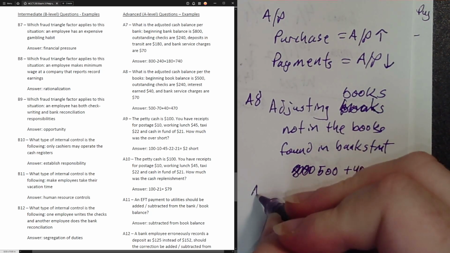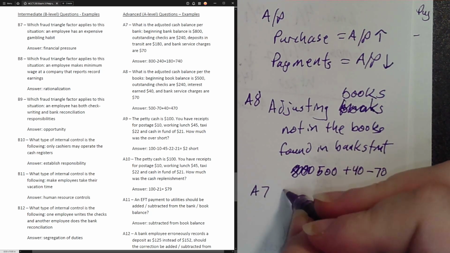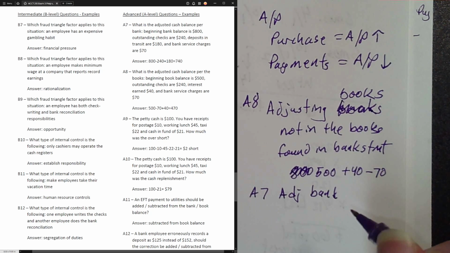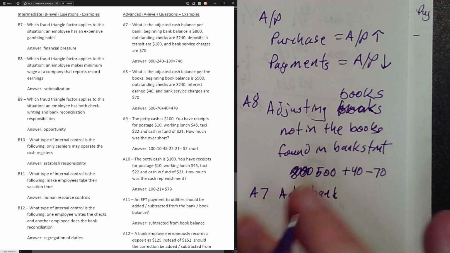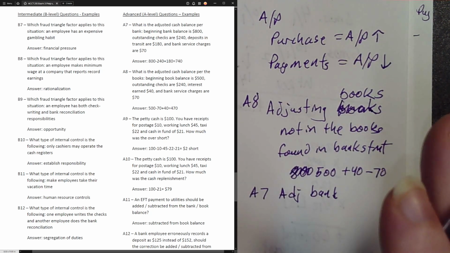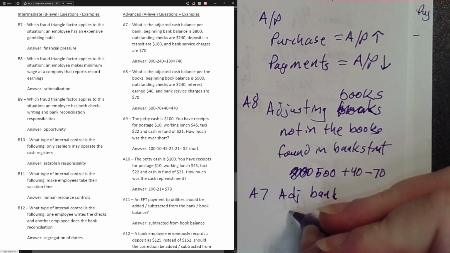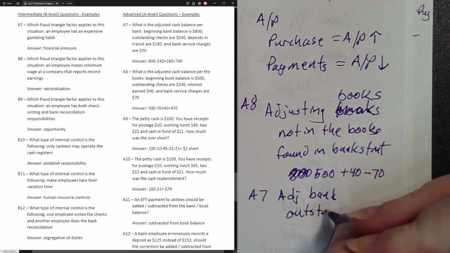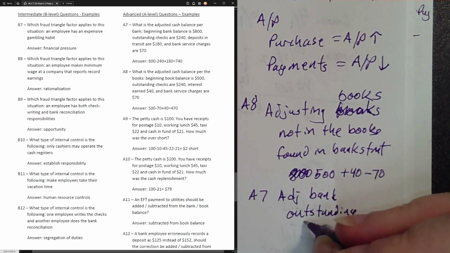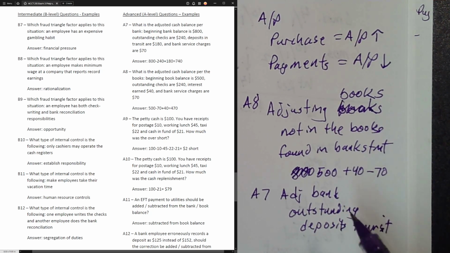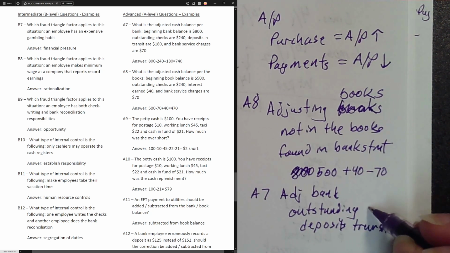Now let's go back and look at A7. So this is the adjusted cash for the bank. So what we're going to look for is things on the bank statement, the bank has already taken account for. What they don't know is outstanding checks, and they don't know deposits in transit. So basically, from the bank point of view, it's very simple. There's only two things typically they don't know: outstanding checks and deposits in transit.